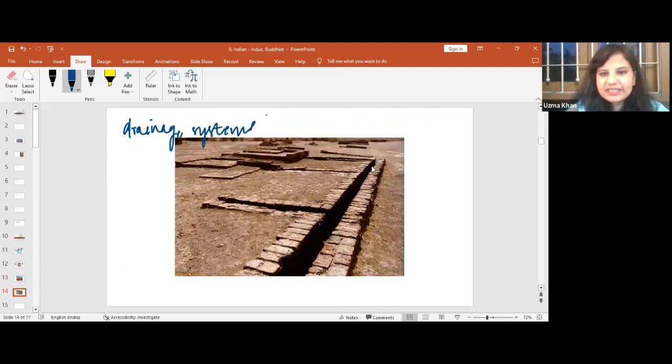So there was a specialized draining system, located on different levels. These were lined by bitumen and brick. All these things give us a clue about how advanced the entire system was.